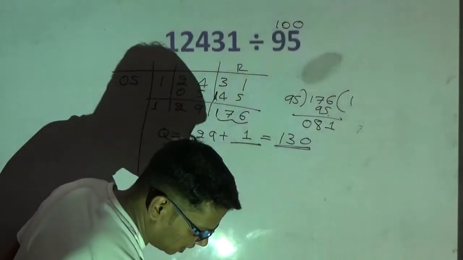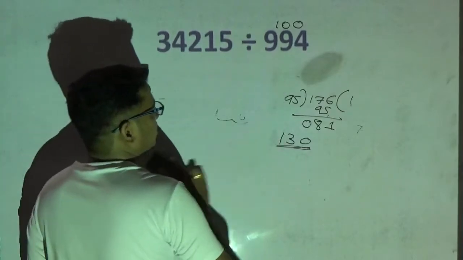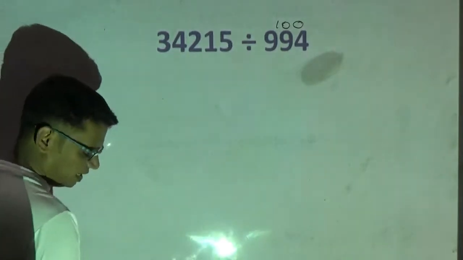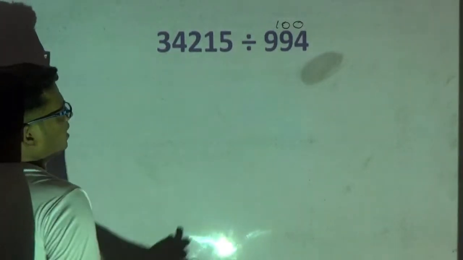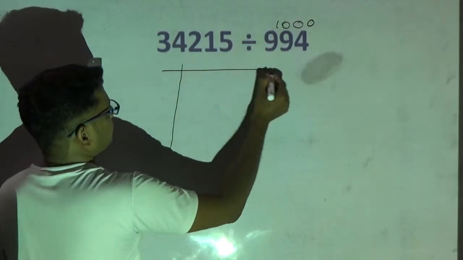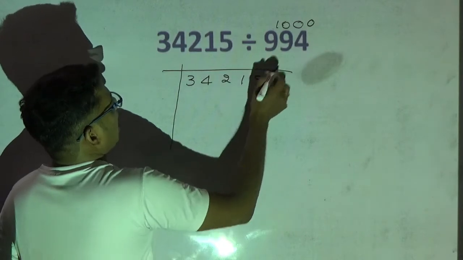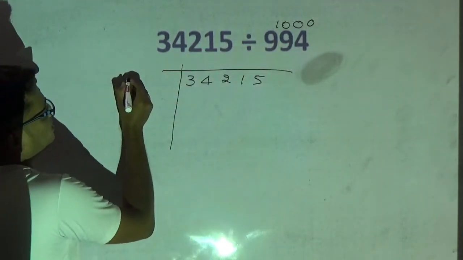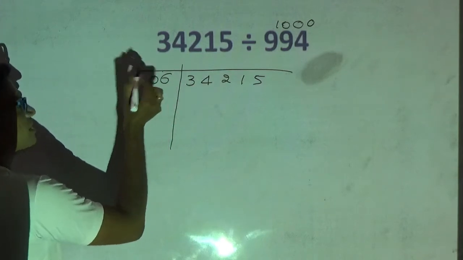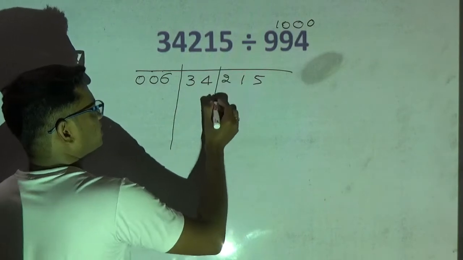Okay, I will go for the other example now. Now I am going to divide the given number by 994. What is the base? The base is 1000 now. Now please observe. I will write 3, 4, 2, 1, 5. I am dividing by 994. Base is 1000. It is below by how much? It is below by 6. Below means plus in your division. 1000 got 3 0. So I will split 3 digits.